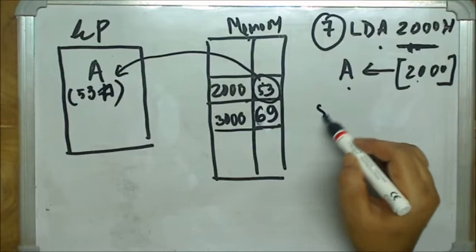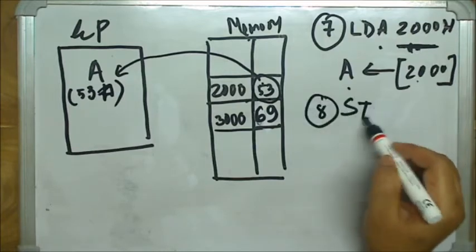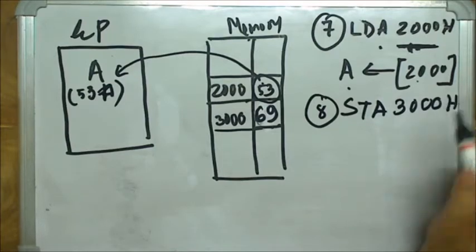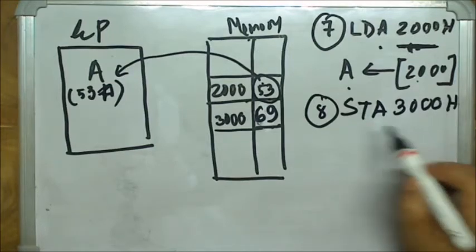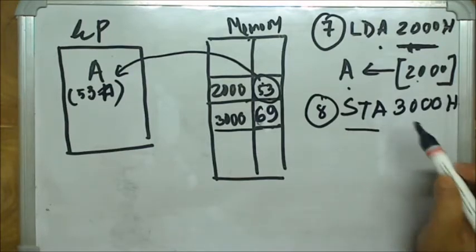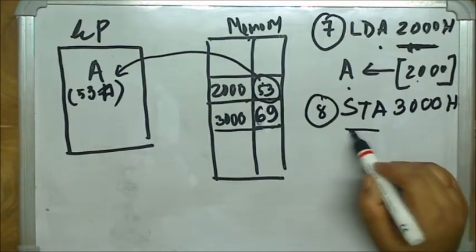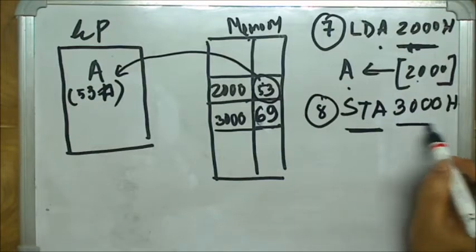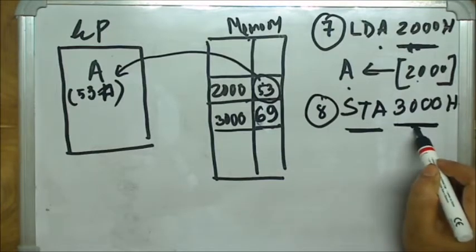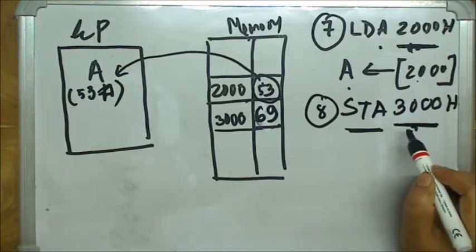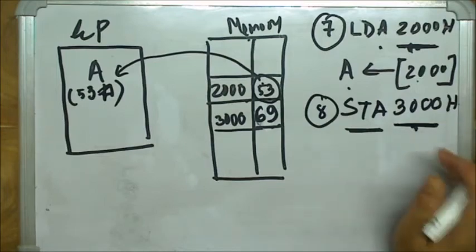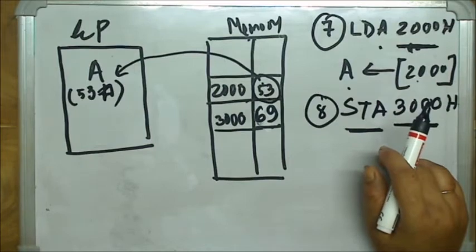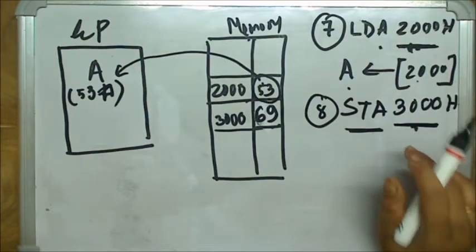Okay, now the next instruction is STA, just the opposite. For example I have taken STA 3000H. What does STA mean? Store the contents of accumulator in the memory location given in the instruction. So is this direct or indirect addressing mode? This is direct addressing mode because the memory location is given in the instruction itself. So what do you mean by STA? Store the value of accumulator.